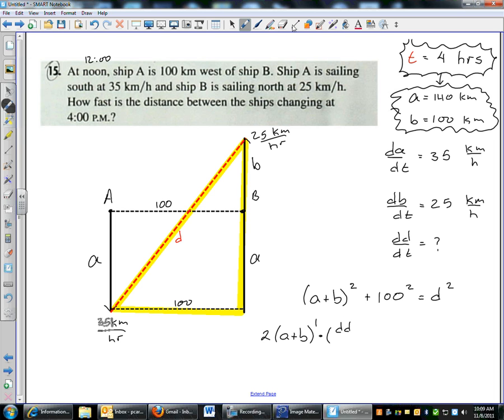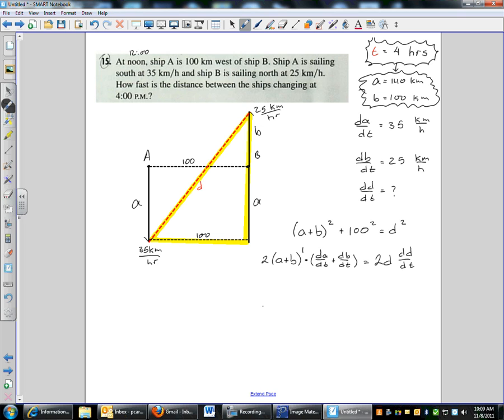dA/dt, that's not an A. Let's try this again. Ugly, huh? dA/dt plus dB/dt. That's the derivative of the inside. You're good? So I've done the derivative of that first one. What's the derivative of 100 squared? 0 is equal to 2D dD/dt. Are we good? Now we can start plugging in everything that we know.